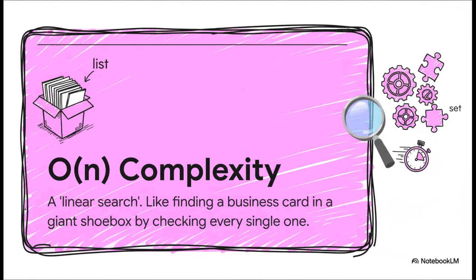In the fancy computer science world, this is called O of n complexity. But forget the jargon, okay? Think of it like this. You're looking for one specific business card in a giant disorganized shoebox. You literally have to pick up every single card one by one until you find it. That is exactly what your code is doing with that list.